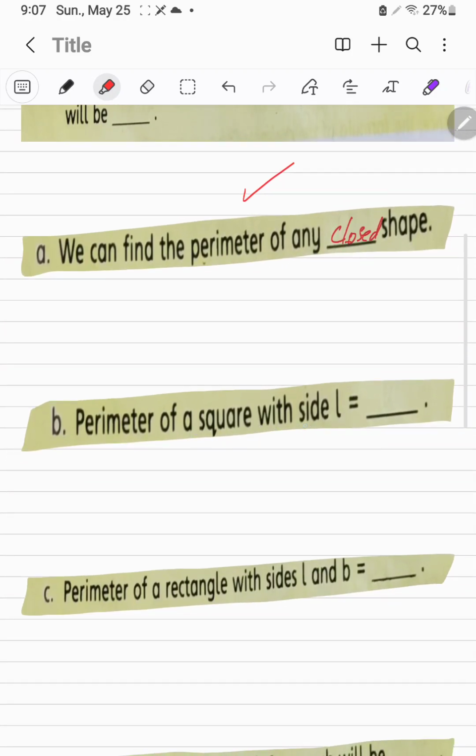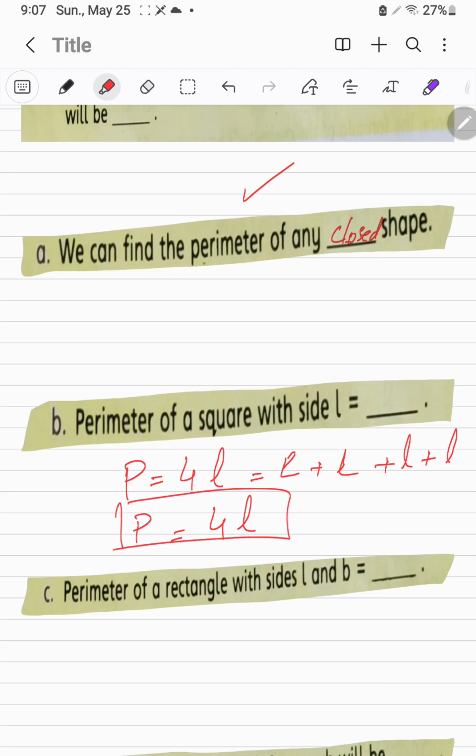Its B part: perimeter of a square with side L. The formula for the perimeter of a square is 4L. We can also write L plus L plus L plus L, and it can be written as 4L. This is the perimeter. 4L is its perimeter, not the area.